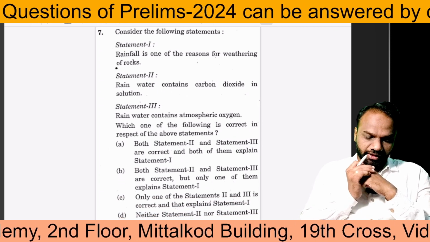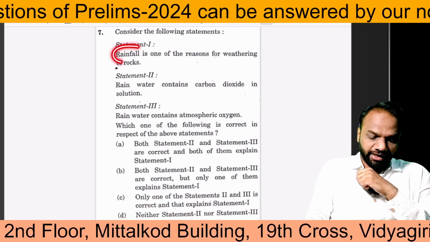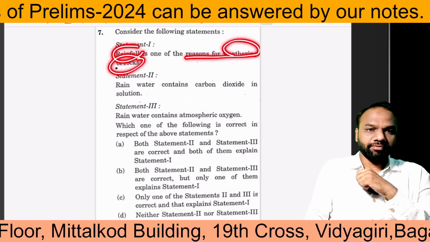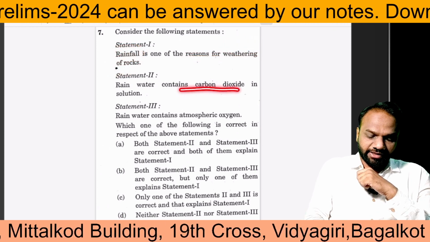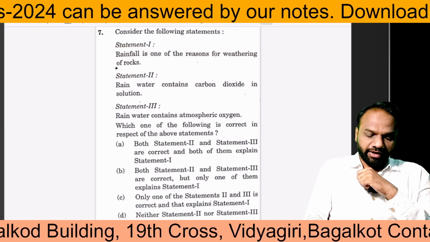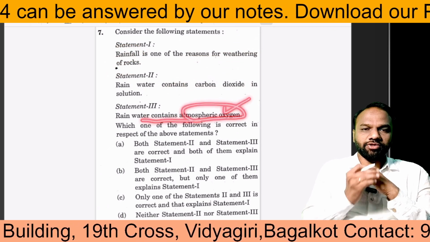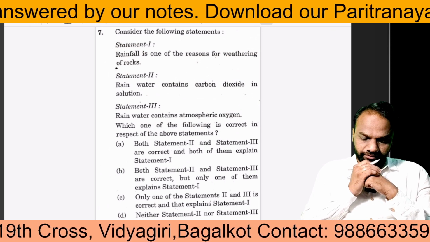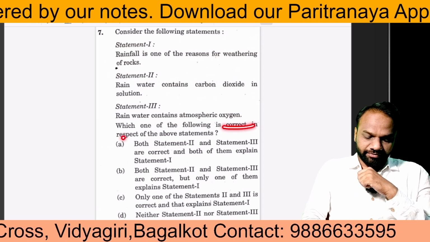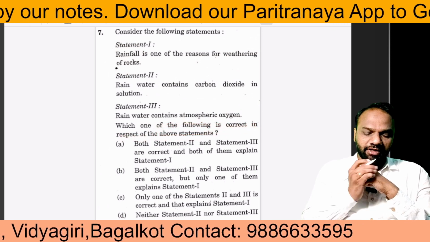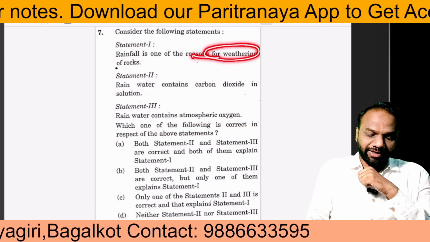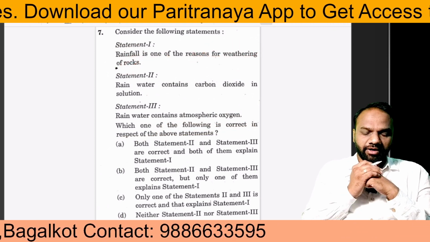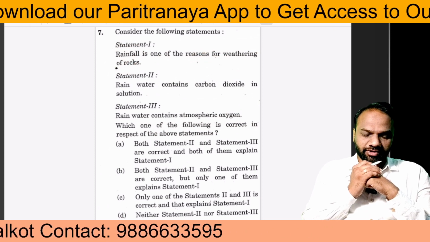The next question: rainfall is one of the reasons for weathering of rocks. Next, rainwater contains carbon dioxide in solution. Rainwater contains atmospheric oxygen. This is a different kind of question which has been introduced in 2024 itself. Which of the following is correct with respect to the above statements? Whether rainfall is one of the reasons for weathering of rocks? Yes, this is correct.